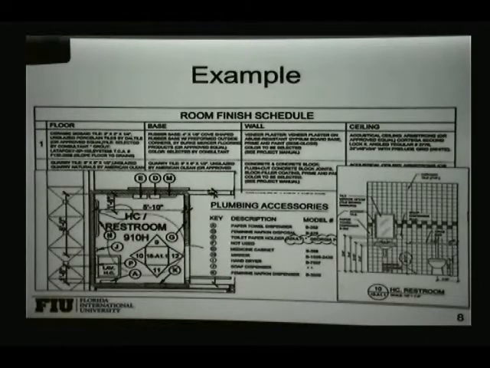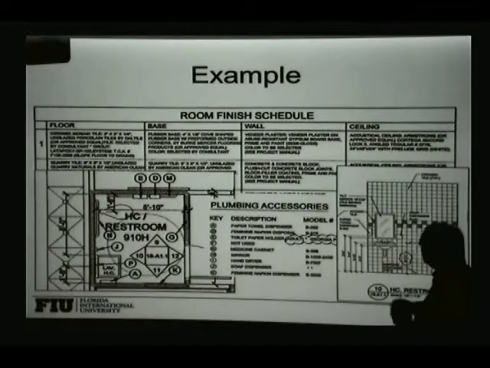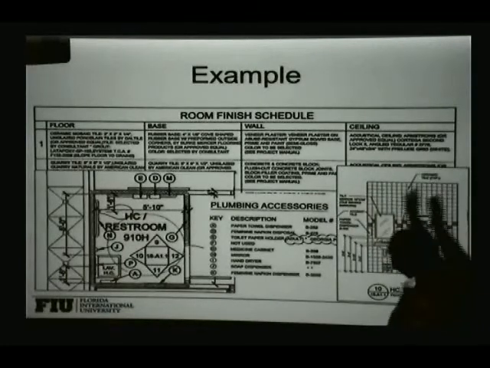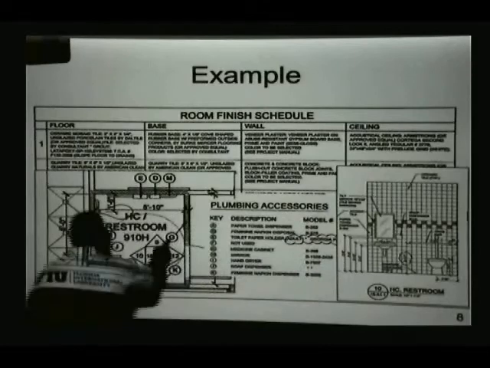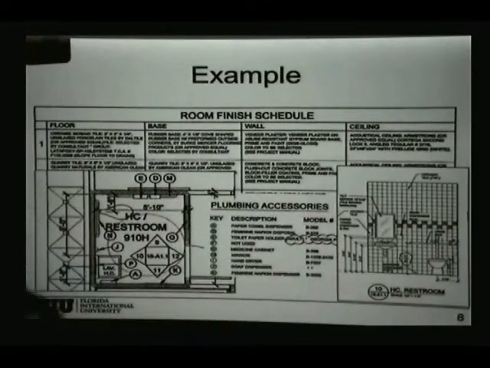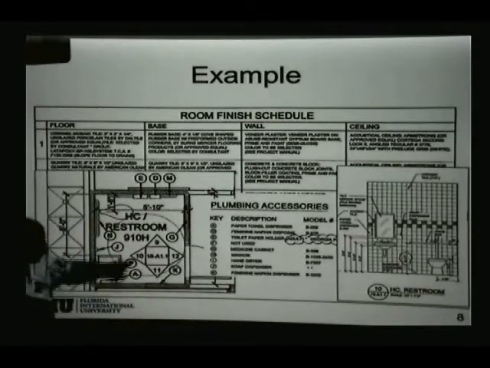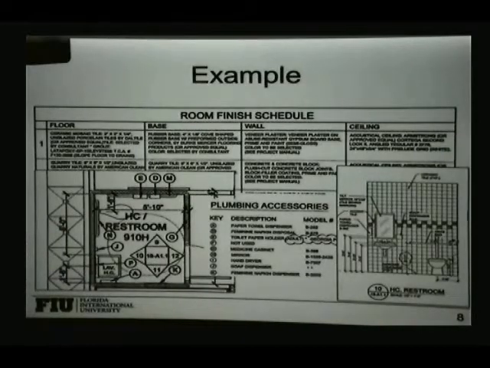Here is an example. I don't think this is our course project. I think this is another project where you have a room finish schedule, so it tells you what the floor, the base, the wall, and the ceilings are, and then it has a symbol that shows what type of finish each one of the walls has, and then a reference to a drawing that has finishes on it. So that's an example of that type of icons or symbols to identify the finishes.